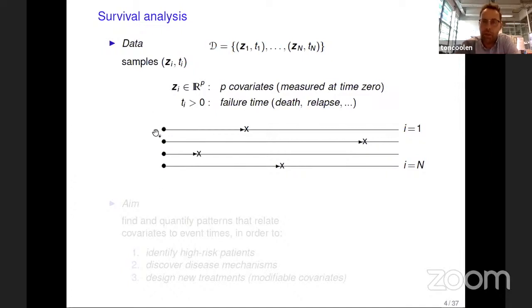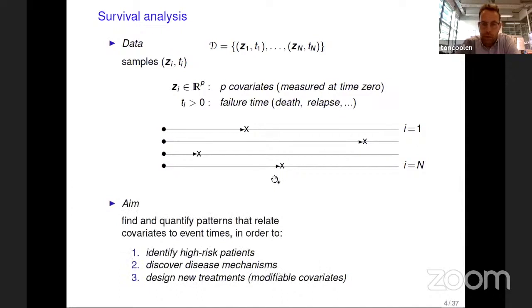Then you monitor your patients and you record the time along the time axis when they died. Then you collect all these data. You have a data set with pairs of these vectors, which are called covariates, and the event times. And what you try to do is find out whether there are patterns that give you some structure that allows you to predict, possibly partially, the event times from the covariates that were measured at time 0.